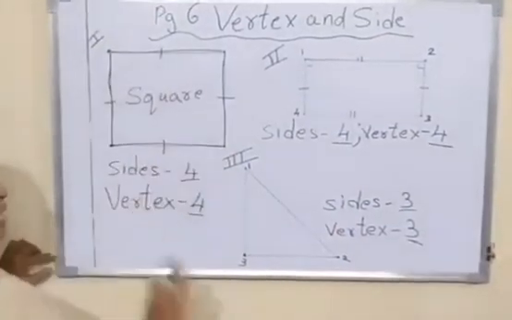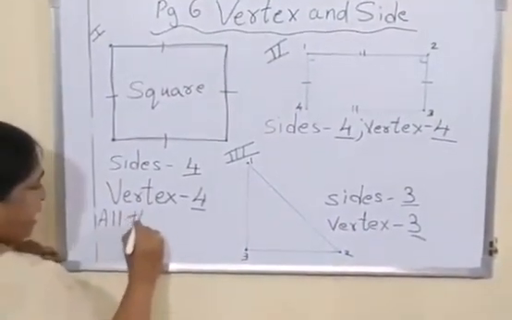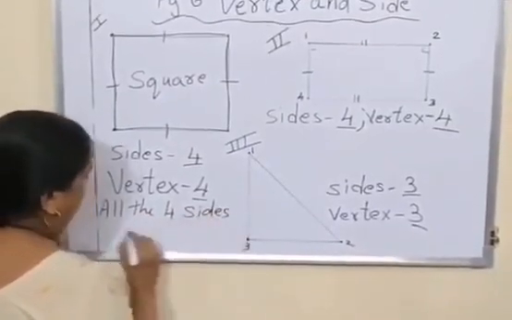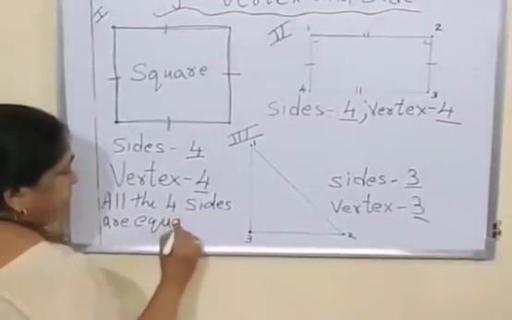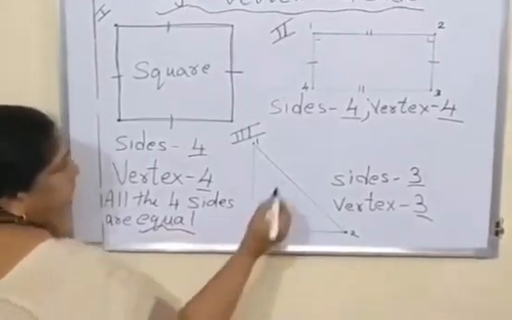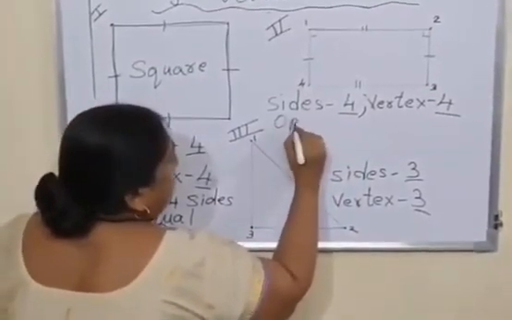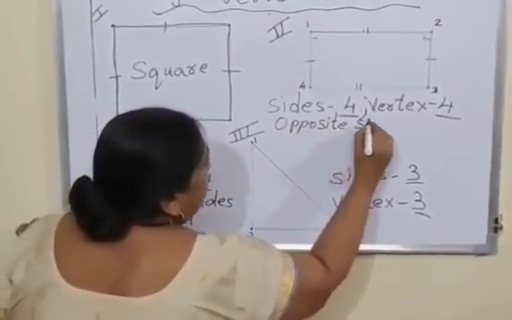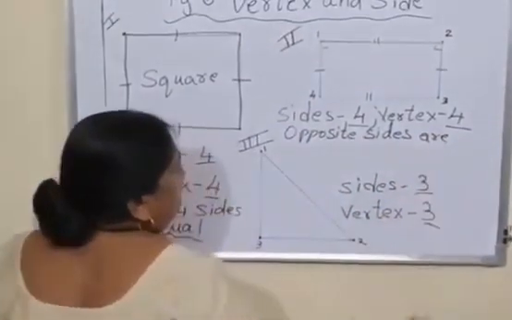4 sides are equal. All the 4 sides are equal. And in the case of rectangle, opposite sides are equal.